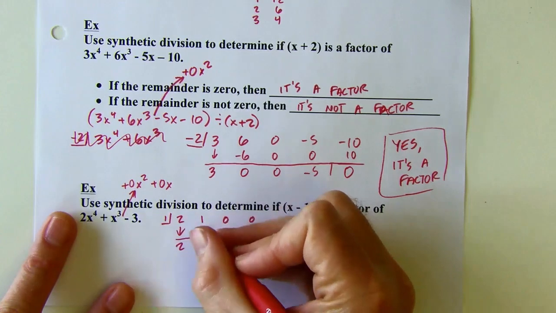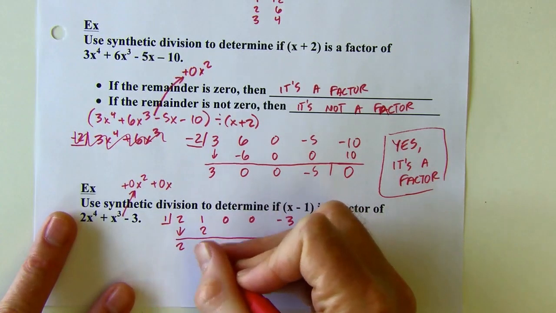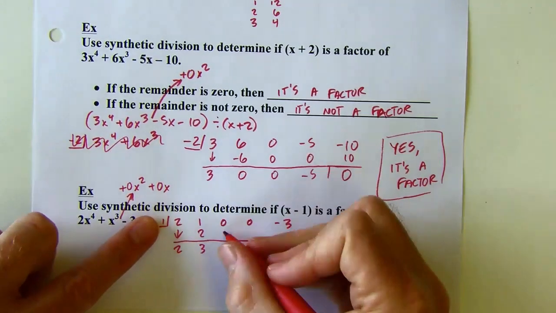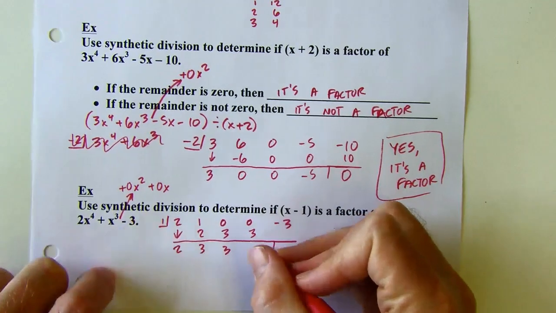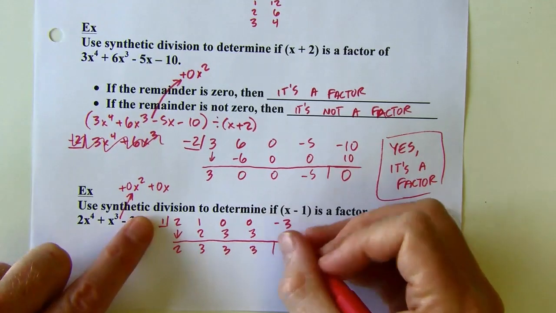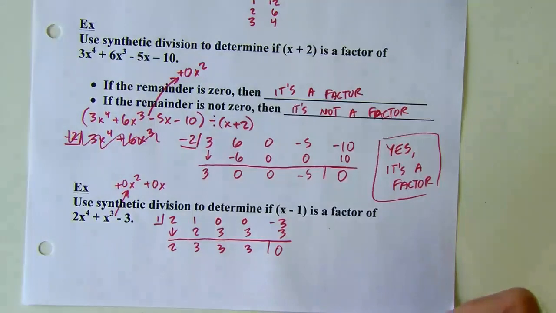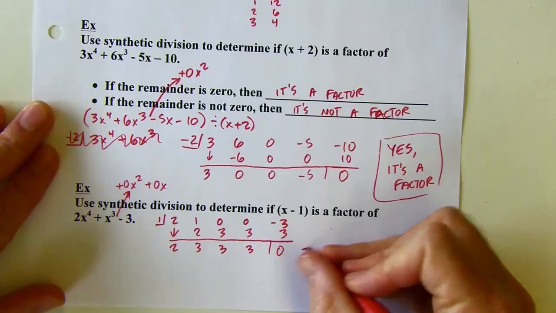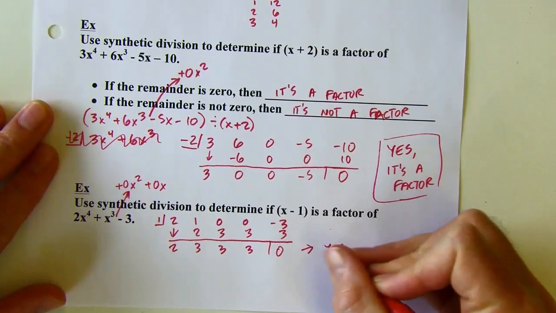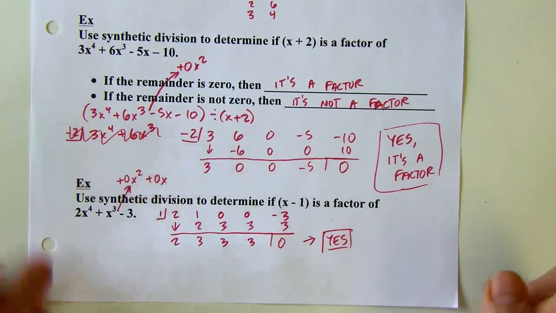1 times 2 is 2. 1 plus 2 is 3. 1 times 3 is 3. 0 plus 3 is 3. 1 times 3 is 3. 0 plus 3 is 3. 1 times 3 is 3. And look at that. This is a factor again. So the answer here is yes.